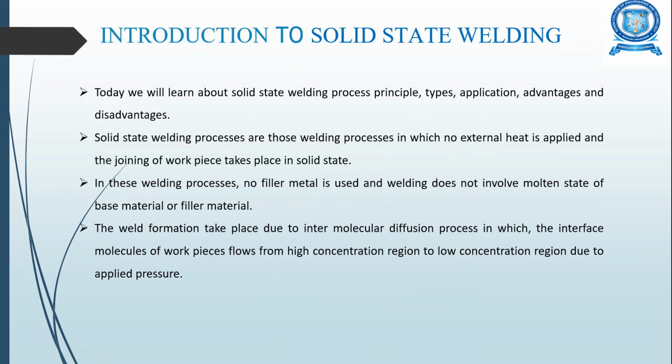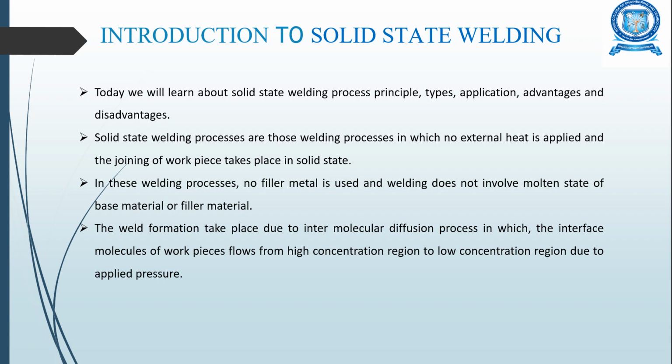Today we learn about the solid state welding process: principle, types, applications, advantages and disadvantages. The definition of solid state welding process goes like this. Solid state welding processes are those welding processes in which no external heat is applied and the joining of workpieces takes place in solid state. In these welding processes, you require no filler metal, and the welding does not involve any molten state of the base material or filler material. And the weld formation takes place due to intermolecular diffusion process.